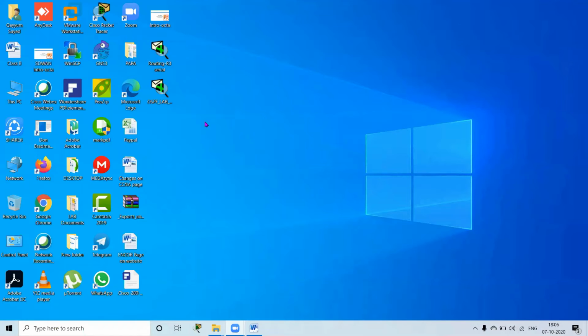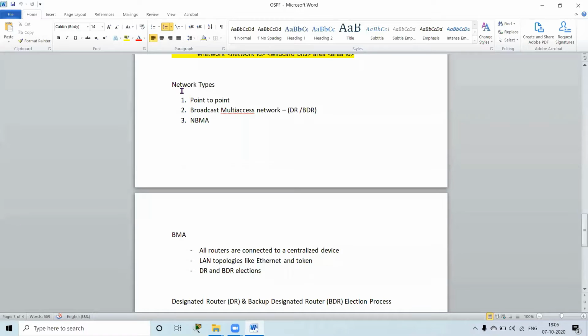So let us start today with, as I told you, we'll be studying about network types, OSPF network types. What are the network types that are there in OSPF? So we have three types of networks: point-to-point network. Point-to-point network means simple, as the word says, point-to-point.